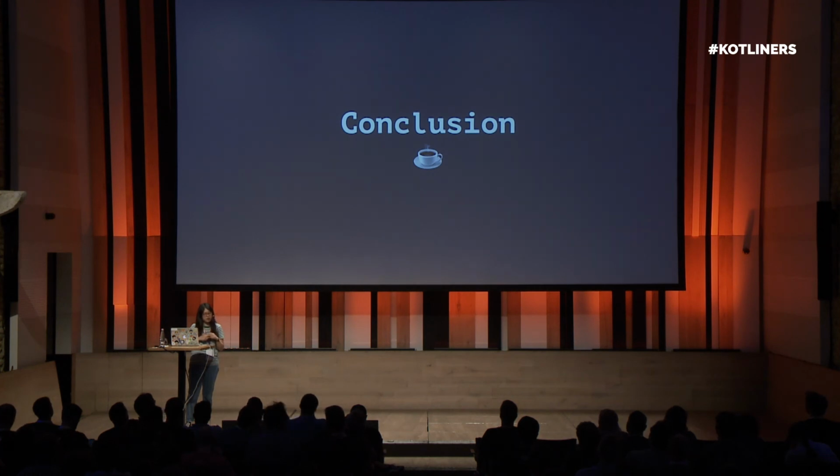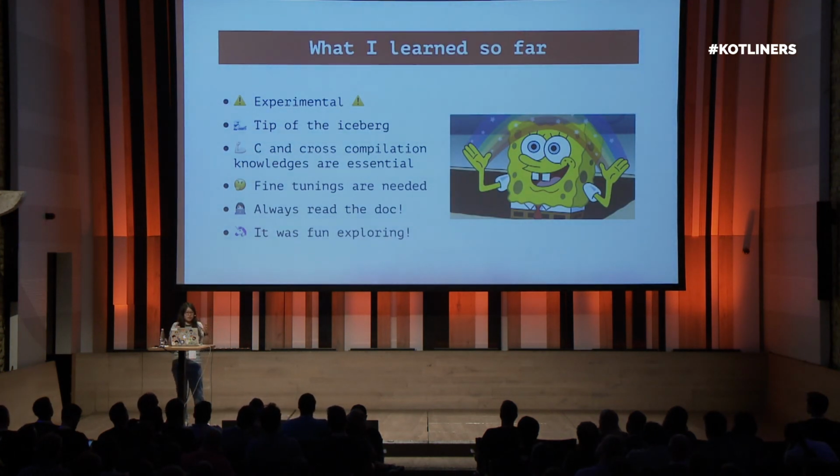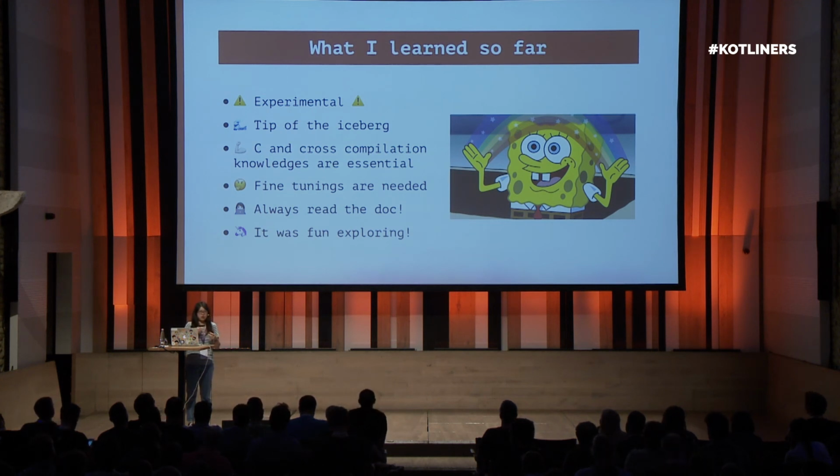So here comes the conclusion. What I did was totally experimental and marginal, and it's not recommended for production. And I've only shown you the tip of the iceberg in terms of what Kotlin Native can do with low-level libraries in C. If you want to start on something like this, you have to know a lot about C and cross-compilation, and you have to be at ease with this kind of manipulation. Otherwise, you're just going to go really fast, get lost, and not know what happened.